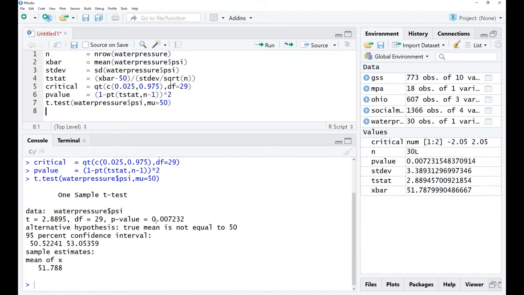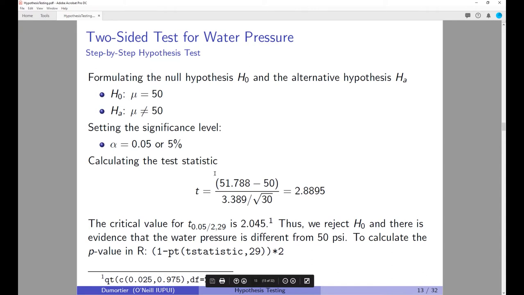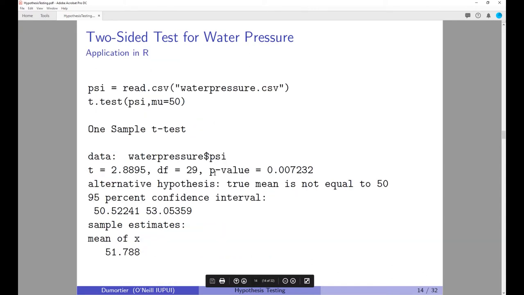Okay? So what I mentioned before is that if you have set up the function t-test correctly, you only have to look at the p-value to decide whether you are rejecting or failing to reject the null hypothesis. We said that we are going to test at the 5% level. The p-value is below 5%, and hence we are rejecting the null hypothesis. Note that you have the output of this result also in your slides on page 14.